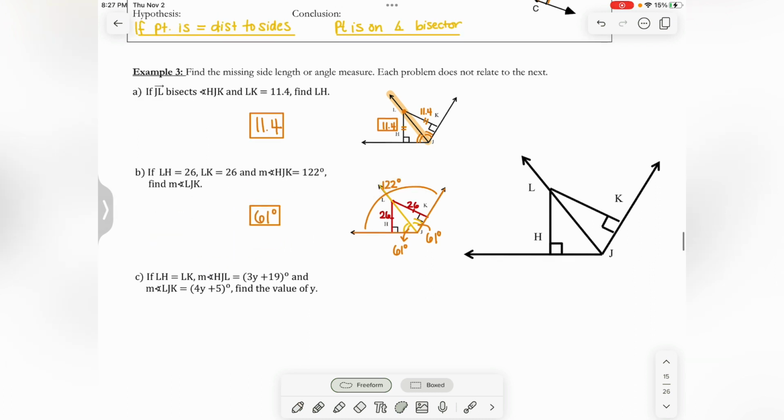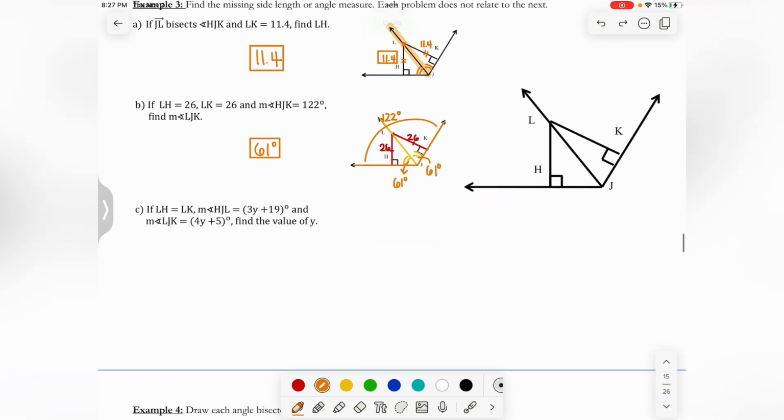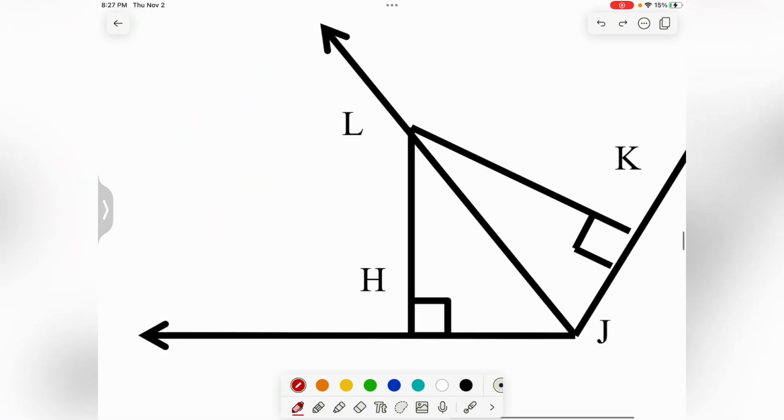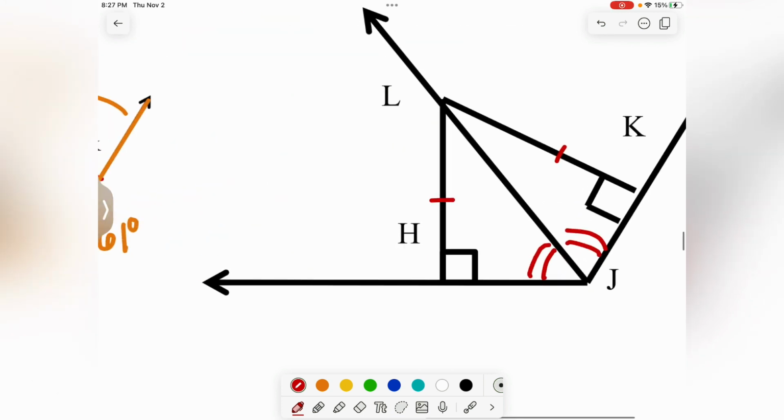Okay, last one. I'll use the big image to do the last one. So this one says if LH is equal to LK, if those are equal, then I know that this is a bisector. So I'm also going to mark these congruent. Okay, it says HJL. This is kind of poorly labeled. I know that's happened before. I believe H should be this.